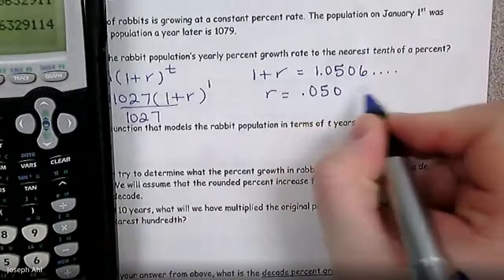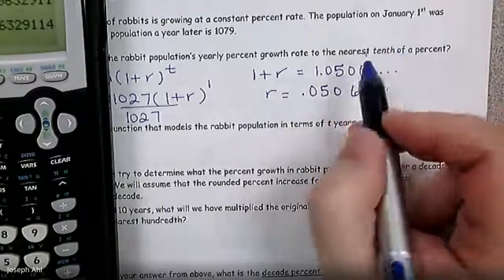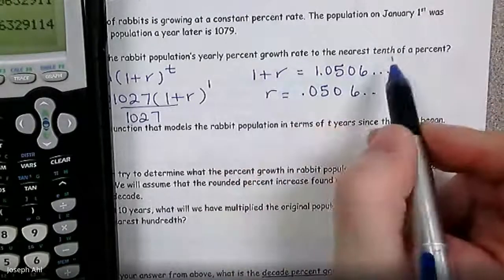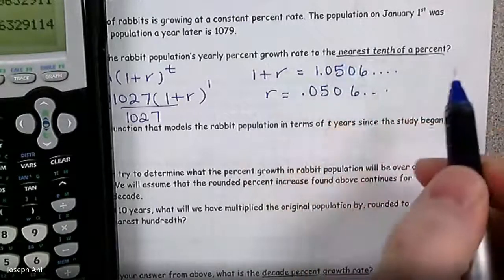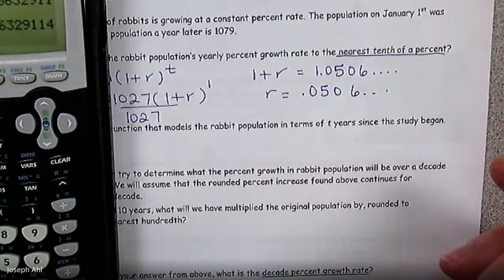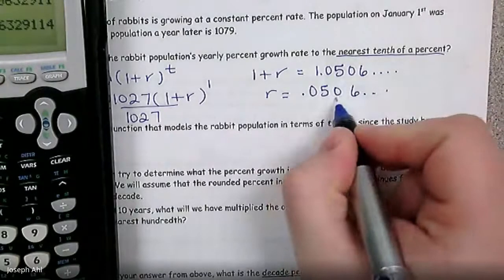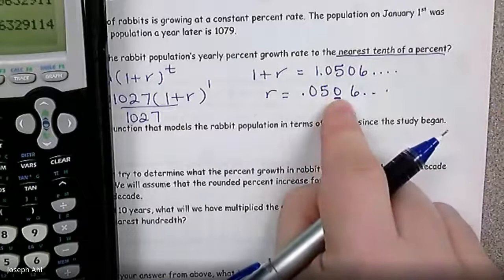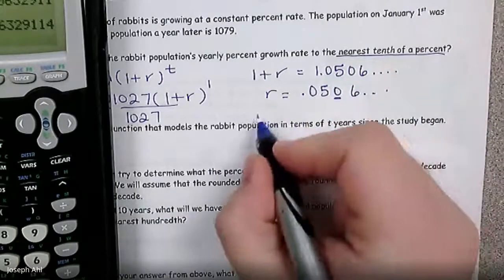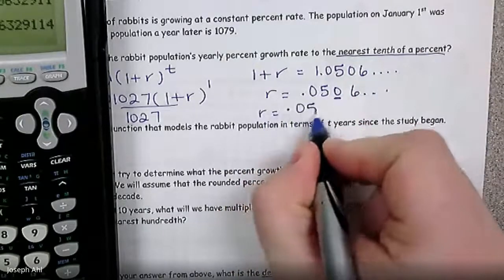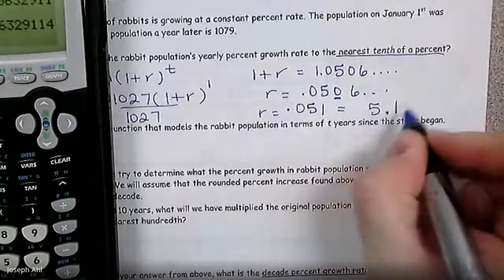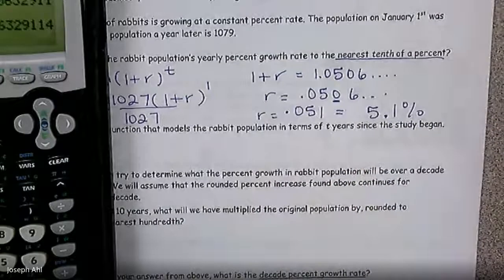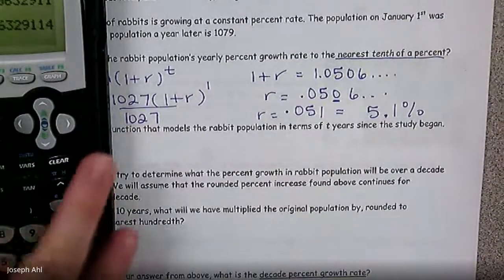0.0506 dot, dot, dot. And it says, what's the yearly percent growth rate rounded to the nearest tenth of a percent? So we want to convert this, and the tenth of a percent place would actually be the third decimal place, right? So this would be 0.051, which is a 5.1% growth rate. Okay.